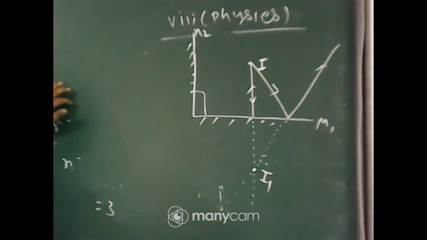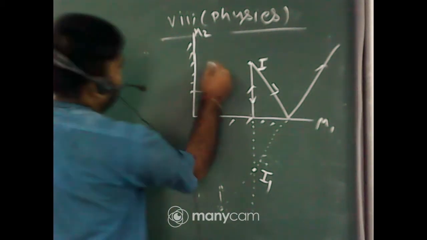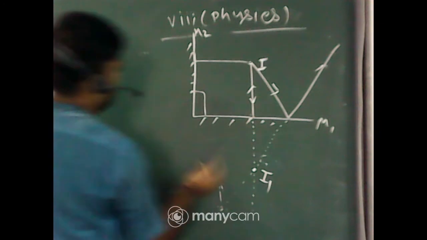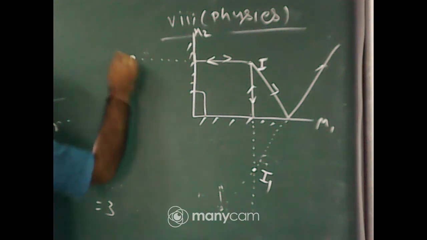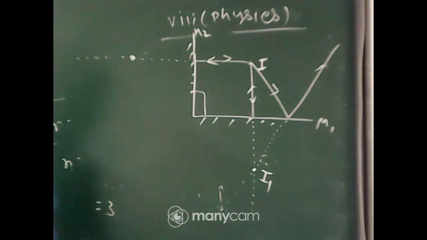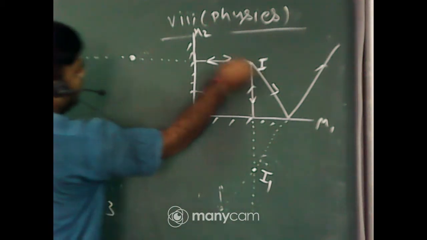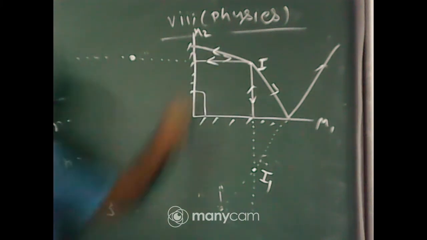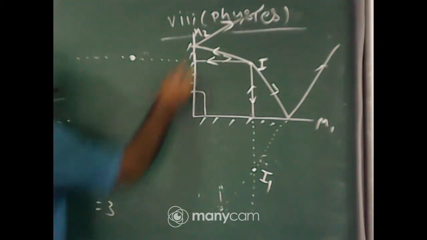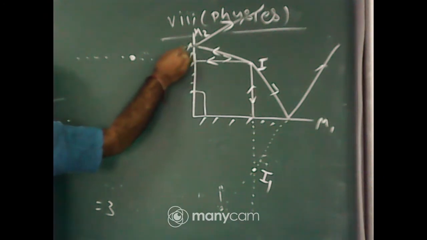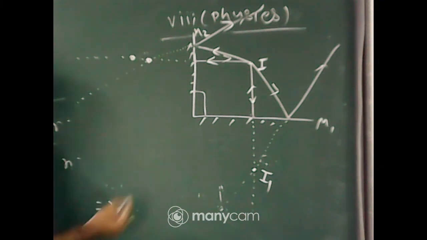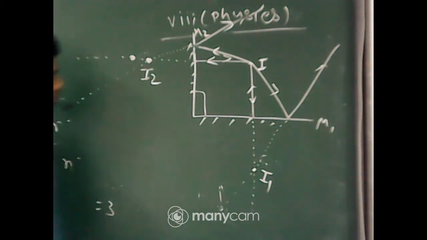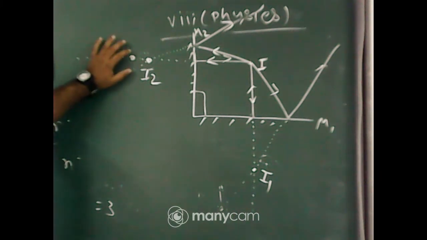Next, one ray falls on it and reflects back in the same way, so it will extend here. Okay, got it? And another ray falls in this way and reflects back, and if I extend it, at that point you form another image, that is I2. Here the reflected rays intersect, so the image will form here.